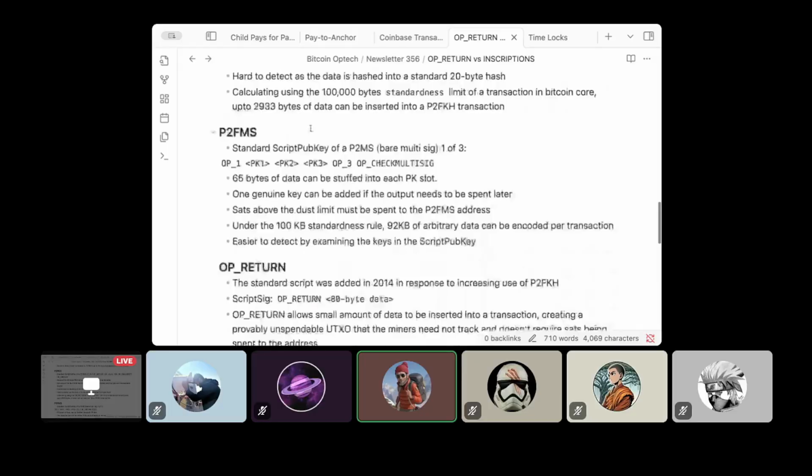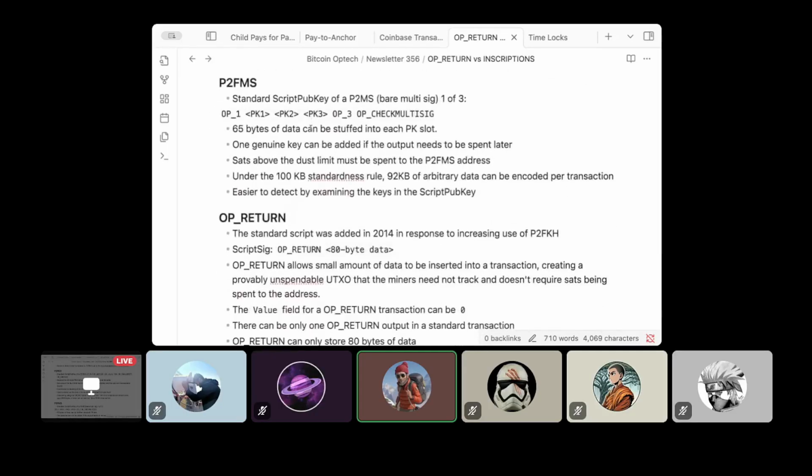Okay, the fourth one is a pay to bare multisig method, a fake multisig method. As you can see, this is a standard script of a one of three multisig. So you have one, you have three, and you have three public keys or hashes of the public key sandwiched between, and you have a checkmultisig opcode.